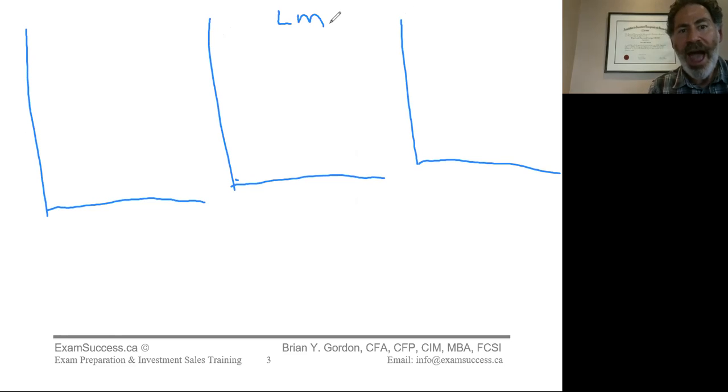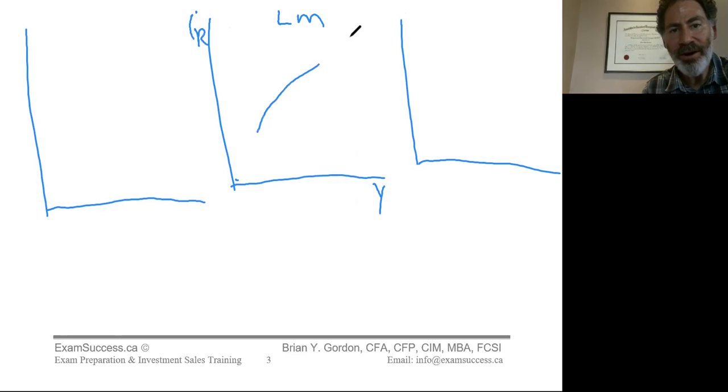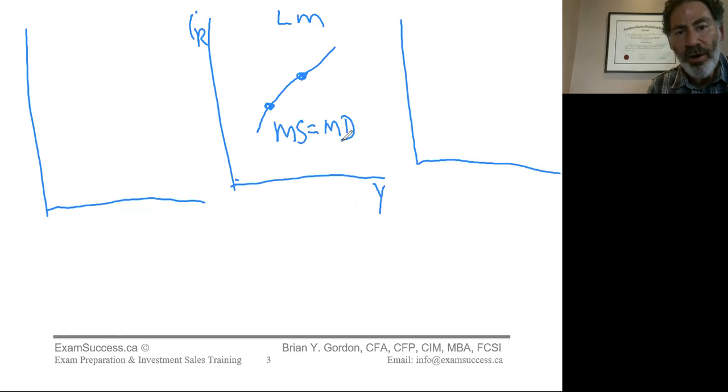So let's just stay with the LM model where we were. We have the real interest rate and we have income here. And the LM model, there it is. It's an upward sloping graph. What does this show us? Along this line, the money market is in equilibrium. The supply of money is equal to the demand for money. The real money supply is equal to the real demand for money. You could divide through by the price level if you want to get that. That's really where real comes from.